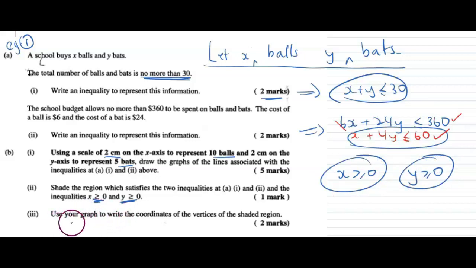They said use your graph to write the coordinates of the vertices in the shaded region. Now they didn't tell us where to shade, so perhaps they mean that we shade the region that we want, because they said the vertices of the shaded region. So now let me go to the graph solution to this part.